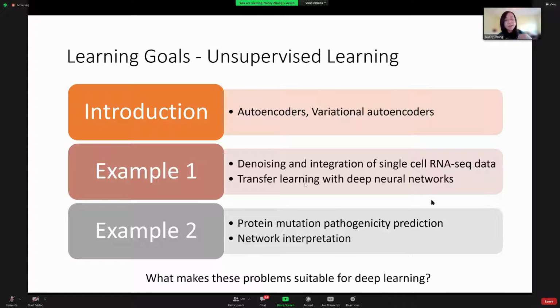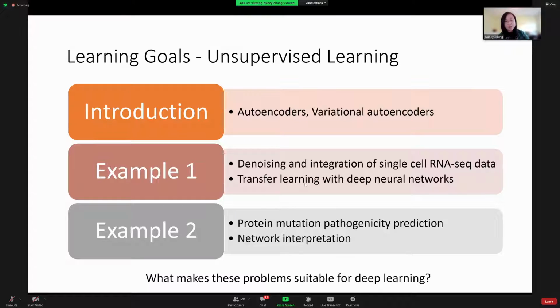And then the second example is a recent study where the variational autoencoder is applied in a very creative way to predict the pathogenicity of mutations within the protein sequence. So we're going to see how that works and how especially the variational autoencoder allows you to have a beautiful solution to that problem.